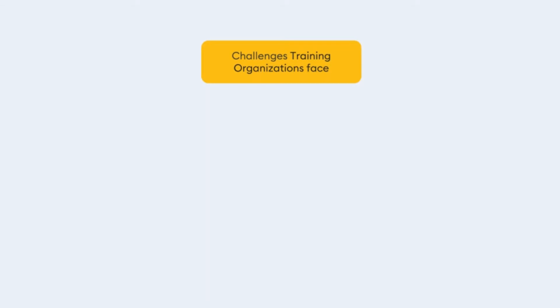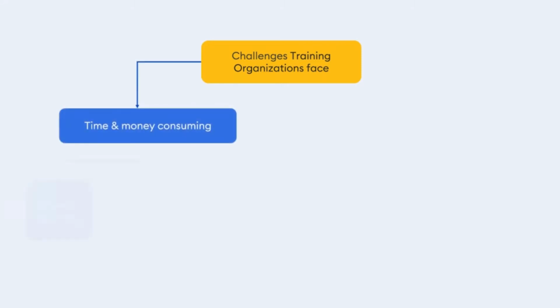Let's move on to the challenges that training organizations face in the content creation process. First, let's talk about time and money-consuming challenges. There are 3 cases that I'd like to cover. The first one is when training organizations use third-party services for content creation. This can cost you a lot of money because they create content once and you pay for it. But anytime you need to update your content, you'll need to pay for each update.